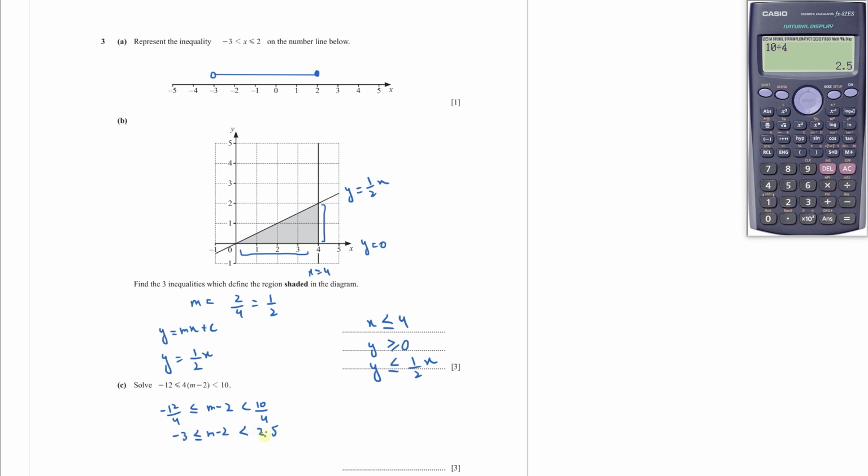And then I will add 2 everywhere. So this will be minus 3 plus 2. m minus 2 plus 2 will be 0, so this is just m here. And this will be 4.5. Minus 3 plus 2 is minus 1, less than or equal to m, and less than 4.5. So your inequality will be minus 1 is less than or equal to m, but less than 4.5.